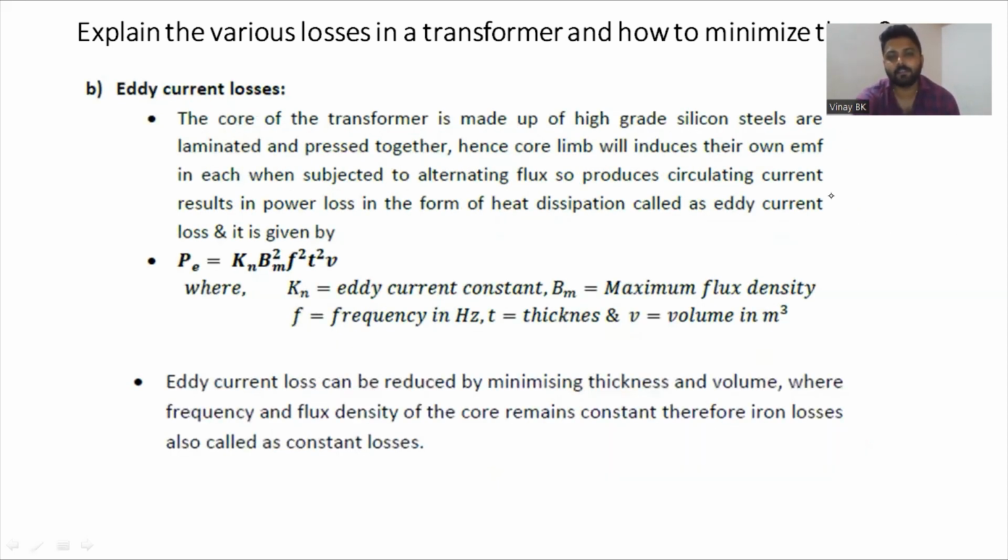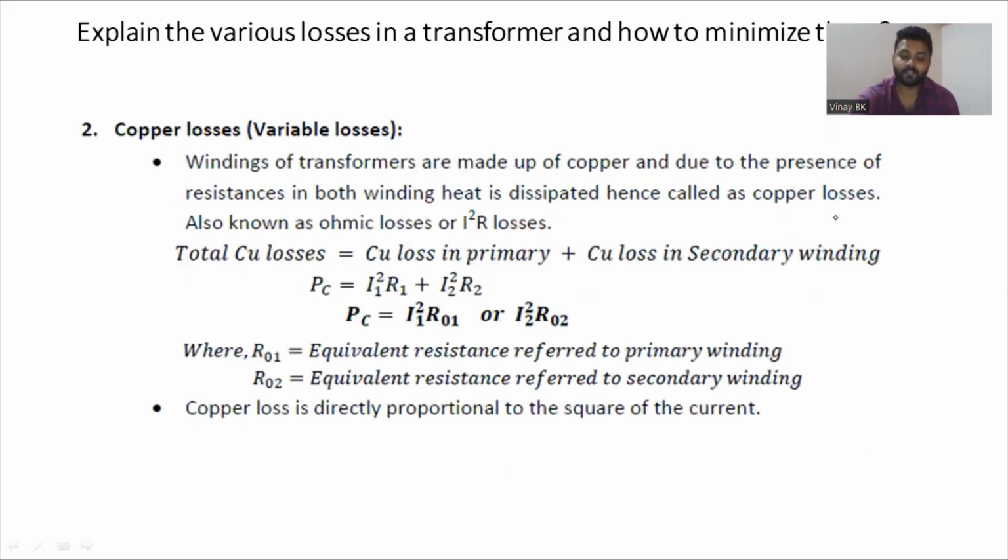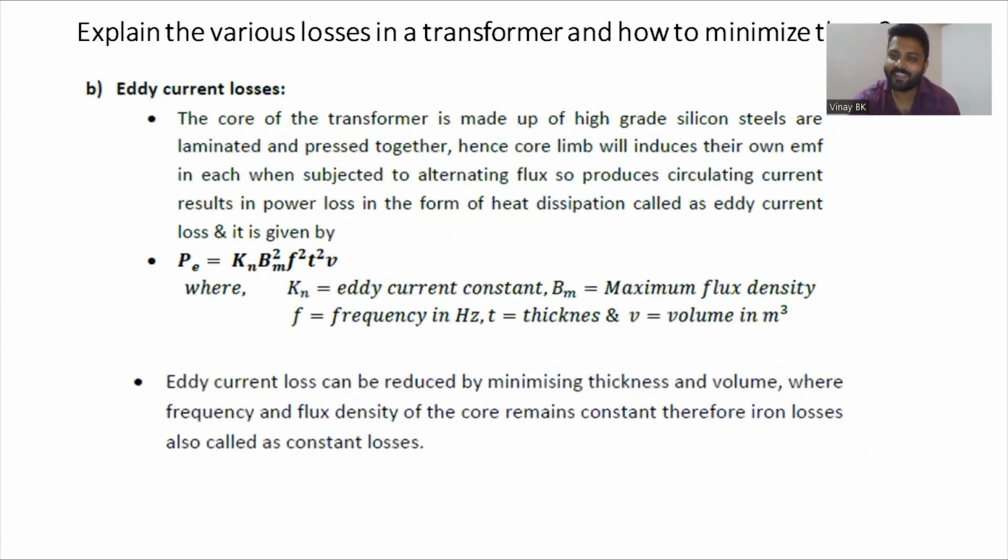Eddy current loss: the core of the transformer is made up of high-grade silicon steel, laminated and pressed together to form a core. Hence, each core lamination induces its own EMF when subjected to alternating flux. So it produces circulating current, which results in heat dissipation. That power loss in the form of heat is called eddy current loss.